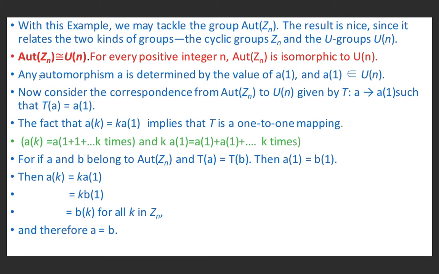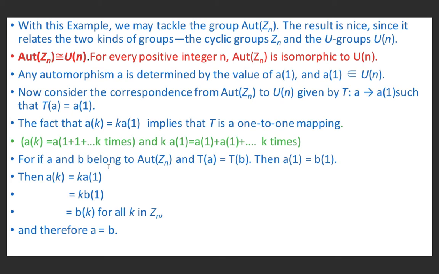Now we have learned that any automorphism A is determined by the value of A(1), and A(1) belongs to Un. Now consider the correspondence from automorphism of Zn to Un given by a mapping T from A to A(1) such that T(A) is equal to A(1). The fact that A(k) is equal to k·A(1), this we have seen in the last example, implies that T is a 1-to-1 mapping.